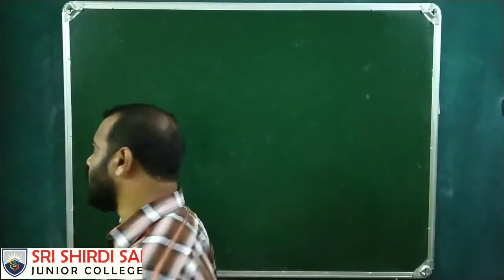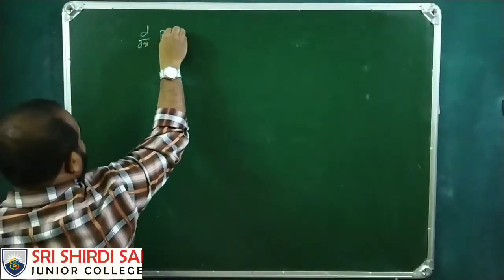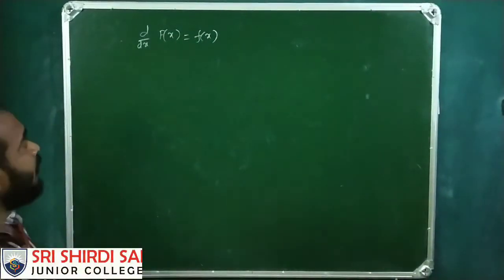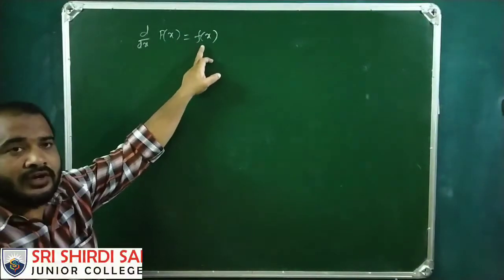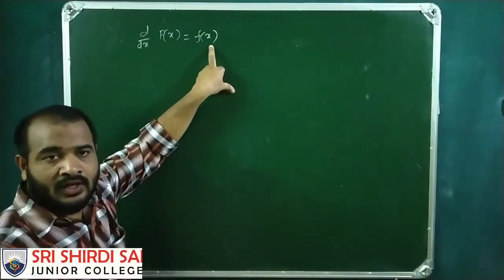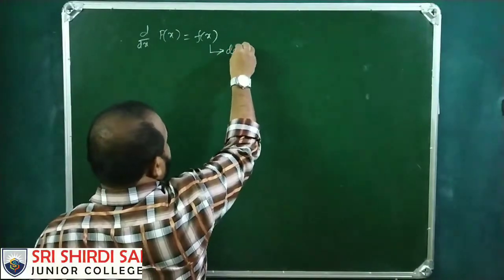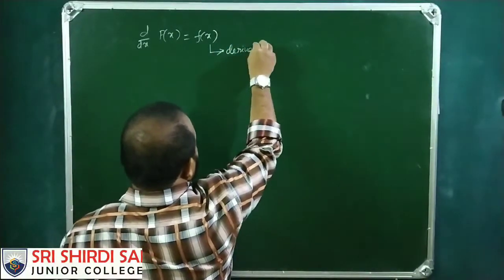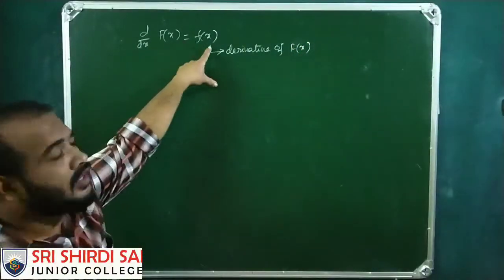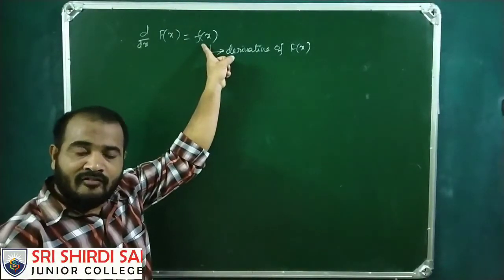We already know that d by dx of F of x is equal to f of x. That is, if we differentiate the function F of x, then we get f of x. The natural question that arises is, if we are given the derivative f of x, is it possible to evaluate the function F of x?